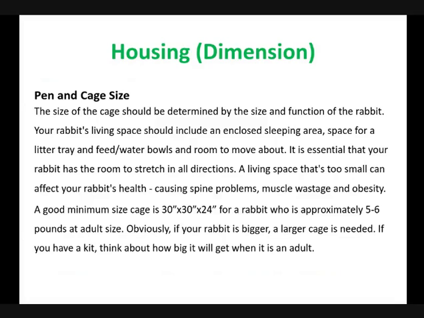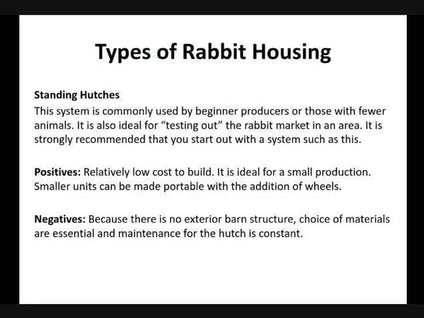A good minimum size cage is 30 inches by 30 inches by 24 inches. So it's going to be 30 inches wide, 30 inches long, and 24 inches high for a rabbit who is approximately 5 to 6 pounds at adult size. So obviously, if your rabbit is bigger, a larger cage is needed. If you have a kit, think about how big it will get when it is an adult.